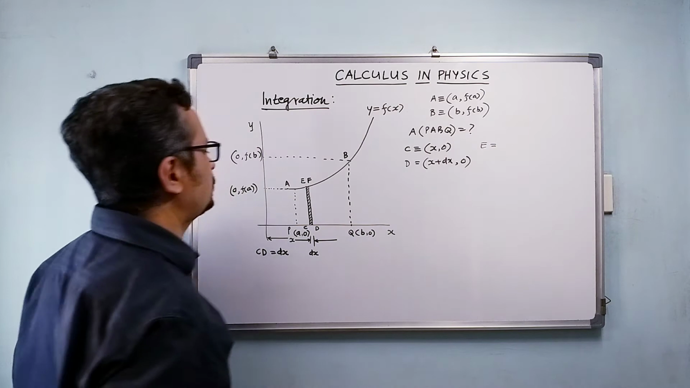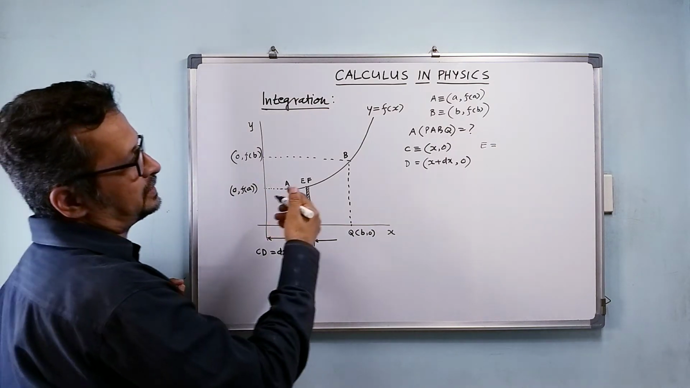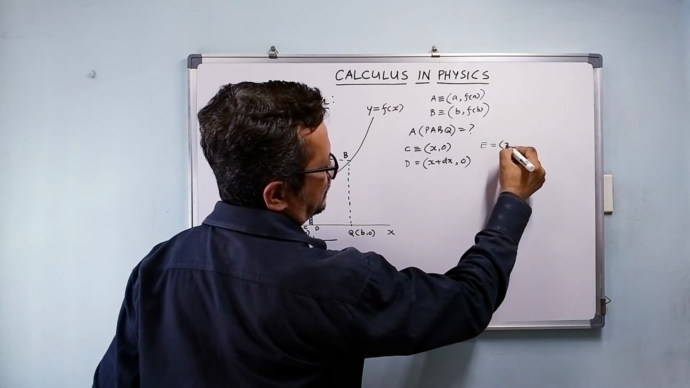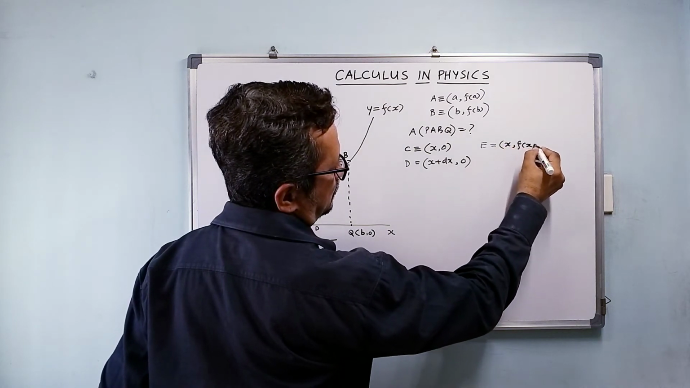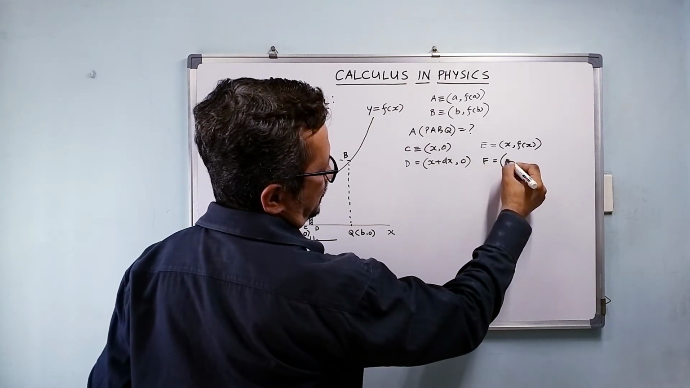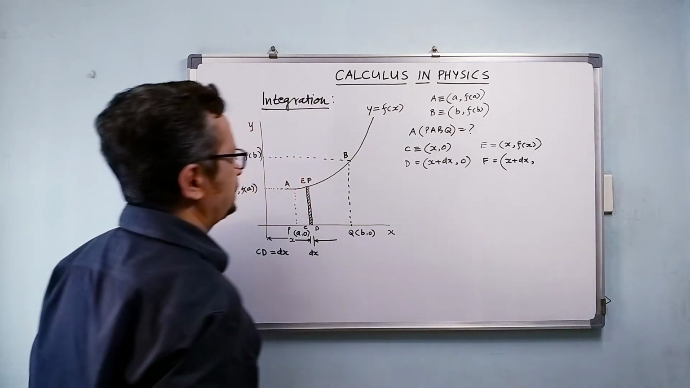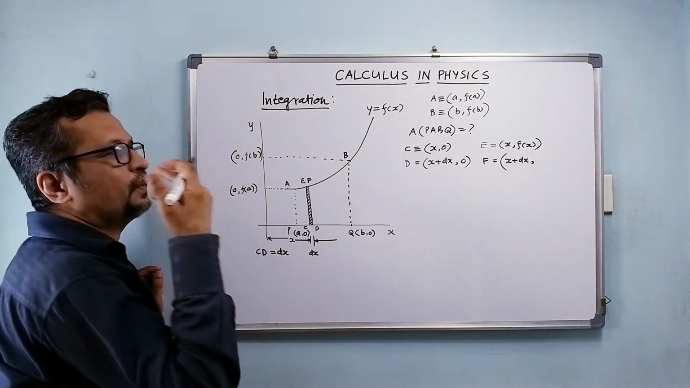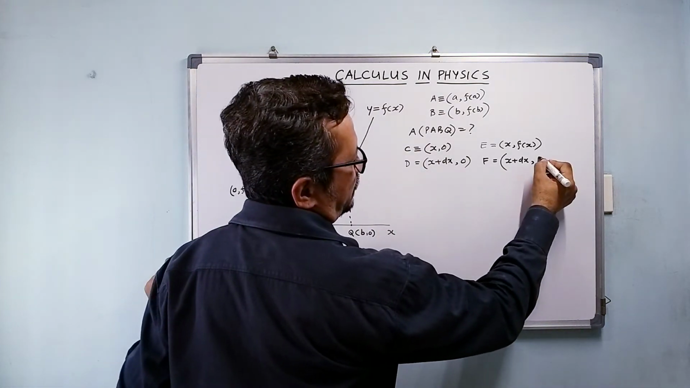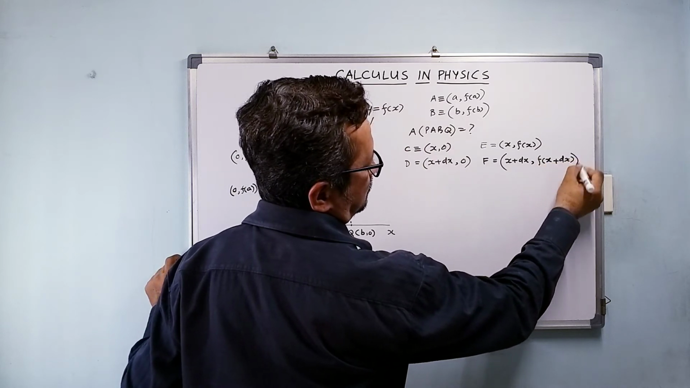My E is equal to, E how much? E is equal to x comma f of x, and F is equal to x plus dx comma f of x plus dx.